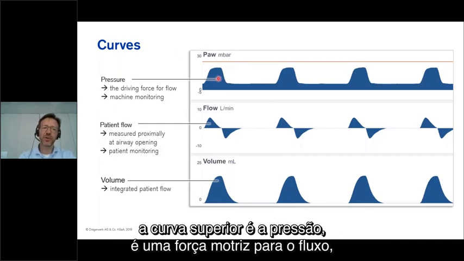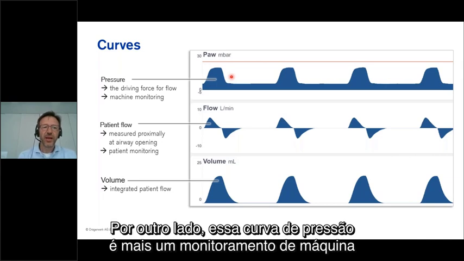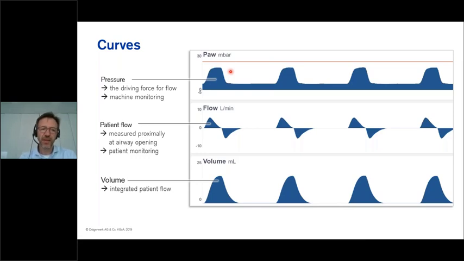The top curve is the pressure. The pressure is a driving force for flow. So if there's no pressure difference, you will not see any flow moving to or from the patient. On the other hand, this pressure curve is more machine monitoring than patient monitoring, because if you would occlude the Y-piece, this pressure curve would not change a lot.